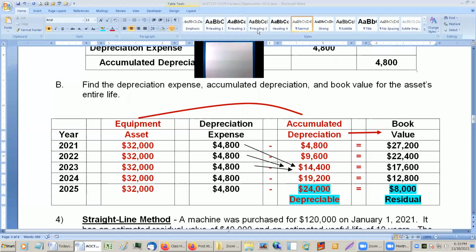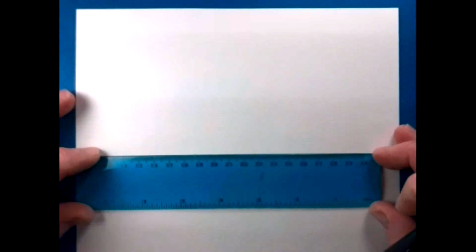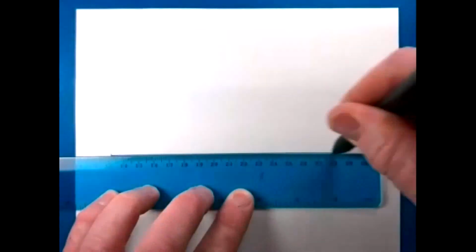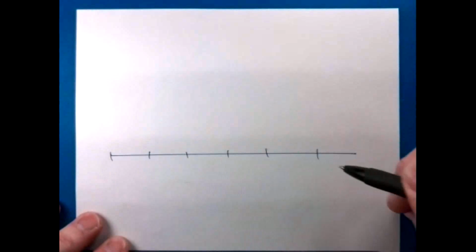I just want to show you why they call this the straight line method. First of all, I think this one's probably the most intuitive one. If no one ever told you anything about depreciation, you'd probably come up with something very similar to this. It's sort of like this: 1, 2, 3, 4, 5.